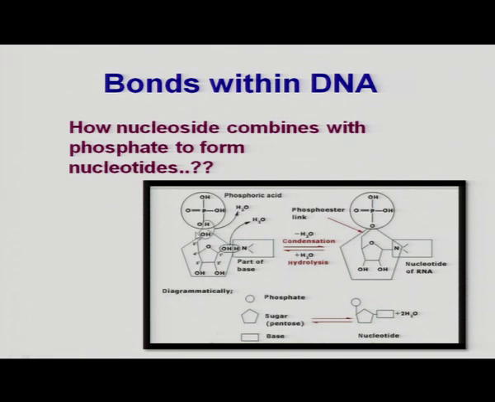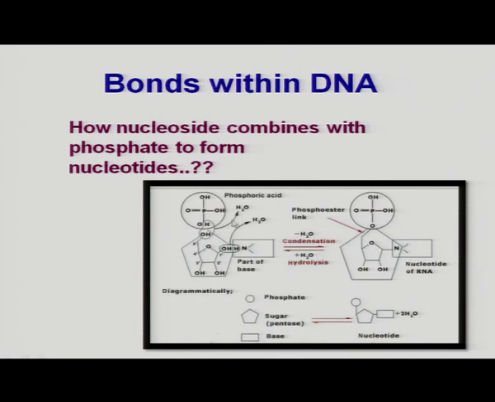and this bond is called the phosphoester bond. It is called a phosphoester bond because whenever an acid and an alcohol react with each other, they form an ester, and here the acid is phosphoric acid which is reacting with the alcohol. That is why this bond between the phosphate and the sugar is called the phosphodiester bond.